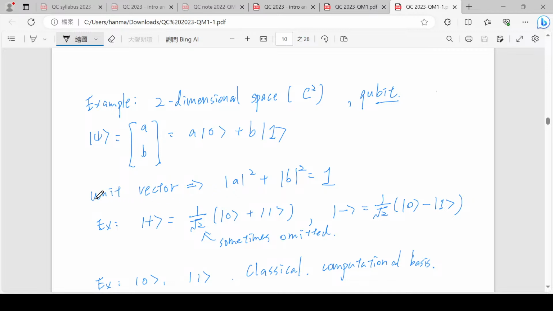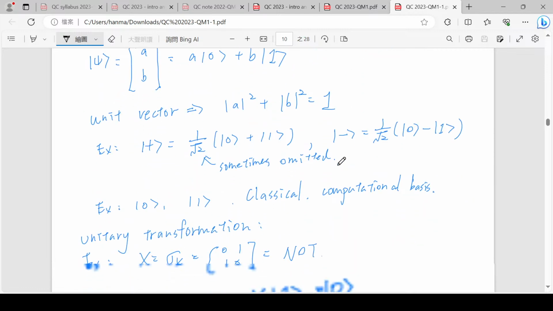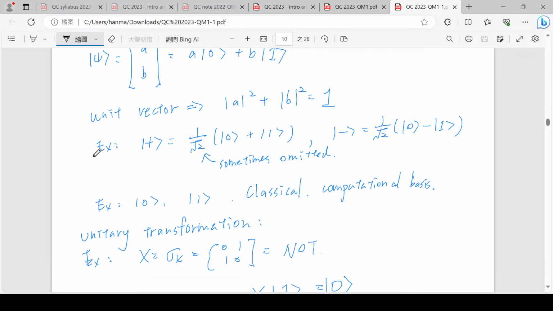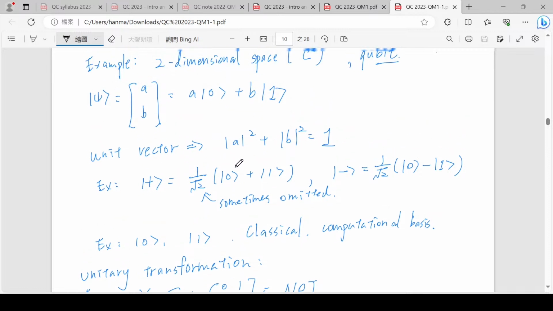And we say it must be a unit vector. That means |a|² + |b|² should equal 1. And so there are quite a few examples. This plus and minus vector, the eigenvectors of sigma x, we defined when we talked about Pauli matrices. The plus vector is 1 over square root 2 of (|0⟩ + |1⟩), and the minus is 1 over square root 2 of (|0⟩ − |1⟩).